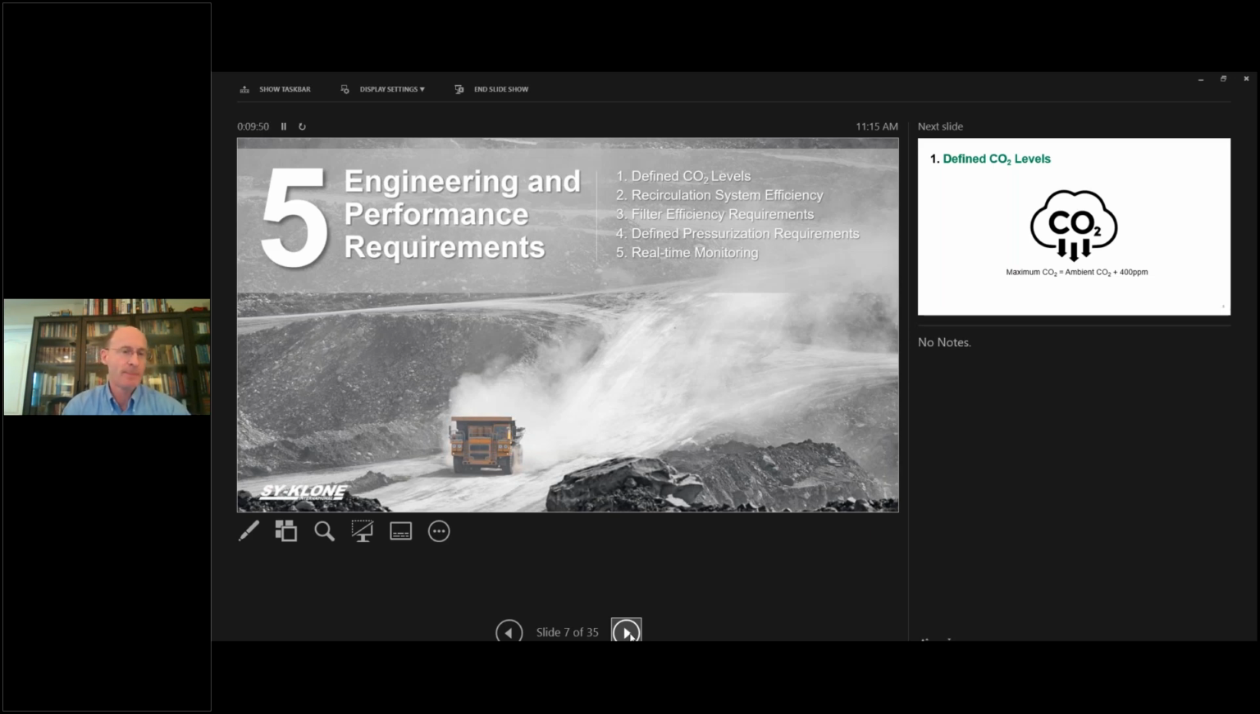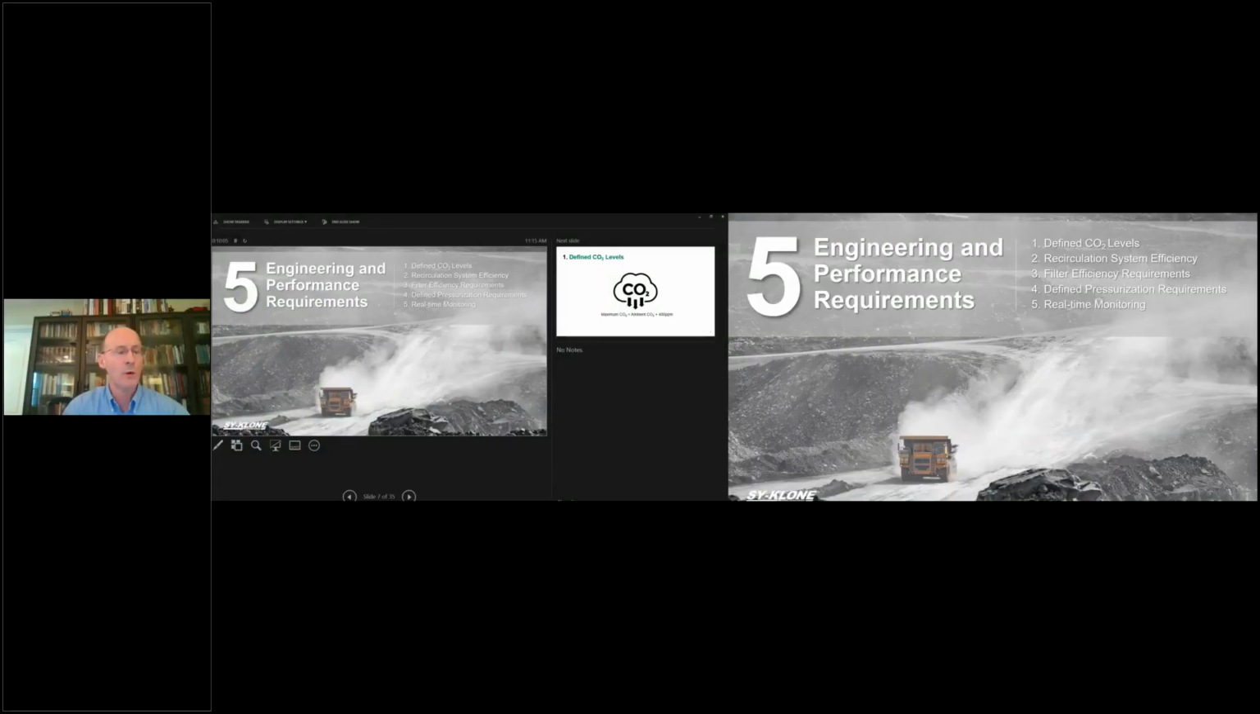And lastly, we have to have a way to monitor what's going on inside of the cab. So there is a requirement in the standard for real-time monitoring that includes alarms as well as sensors for pressure and for CO2 that allow the operator to know on a real-time basis what the operating condition is or the air quality condition is inside of the cab. Next slide. I'm going to drill down very quickly here on each of these.